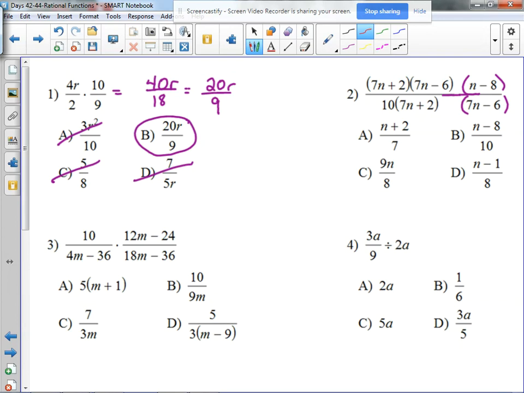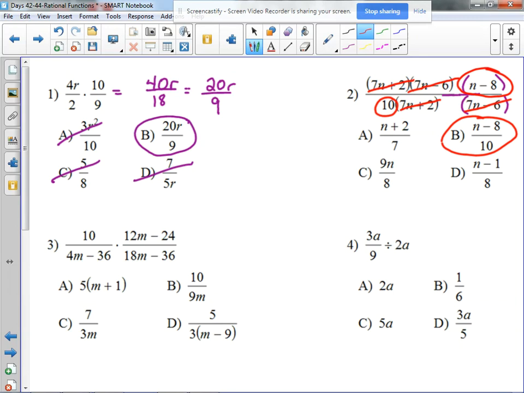And when it's one big happy fraction, anything that shows up in the numerator and in the denominator that looks exactly the same, we can cancel. So we can cancel the 7n plus 2. We can cancel the 7n minus 6. We are left with the n minus 8 over 10. That's all there is to it.